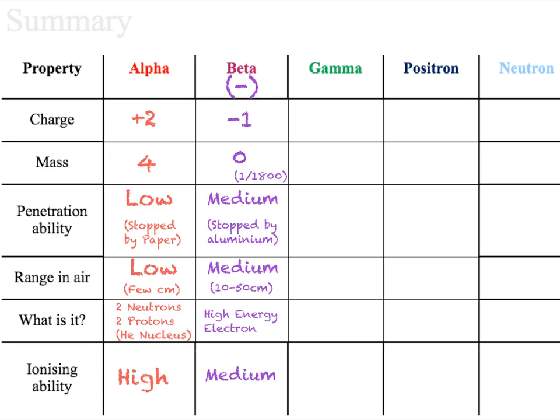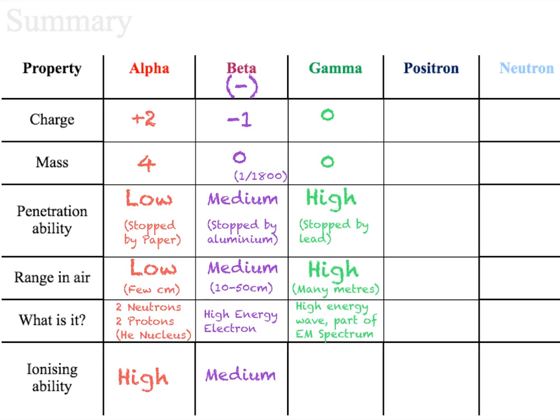Gamma has a charge of 0 and a mass of 0 as it is a high energy wave. Its penetrative ability is very high, now stopped by lead, and has a very high range in air of many meters. It is a high energy wave that is part of the EM spectrum, but it has very low ionizing ability.